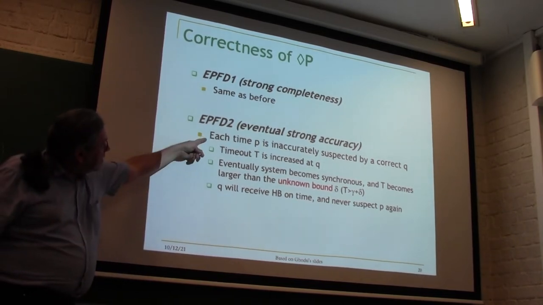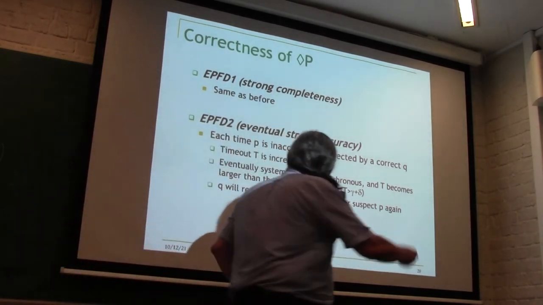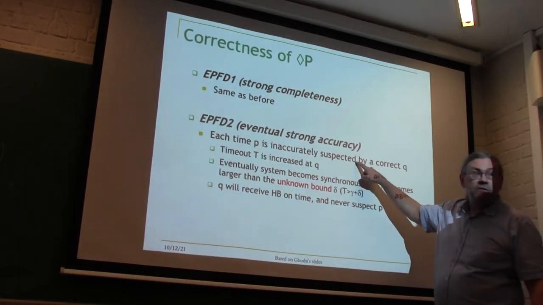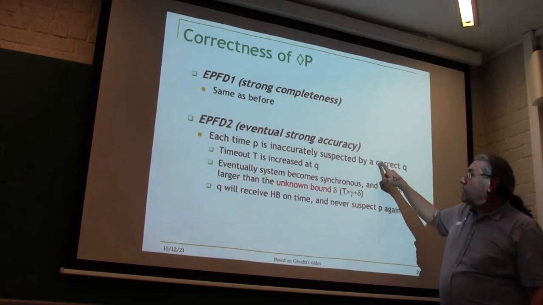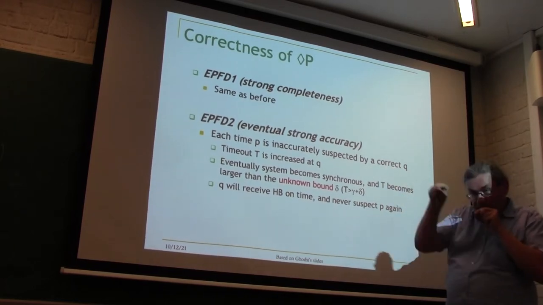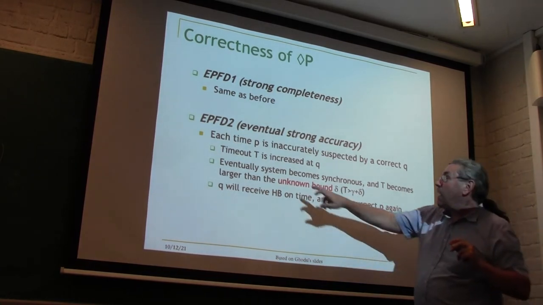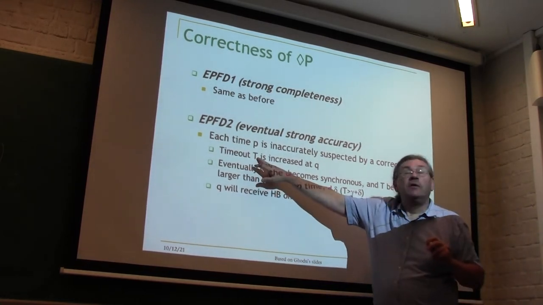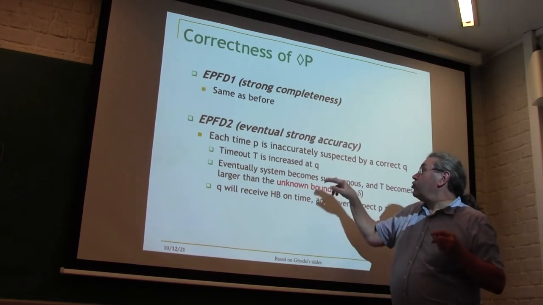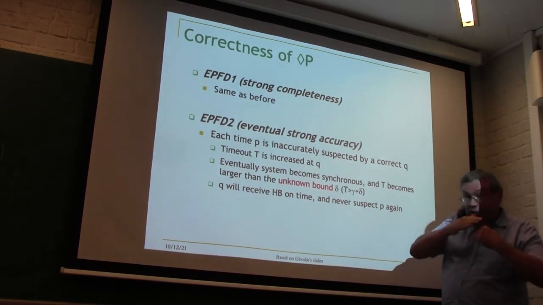So let's say the node is inaccurately suspected. Q is correct, and Q thinks that P has crashed. So what we see is that the timeout will be increased. Q will actually get the heartbeat, and it will increase T.